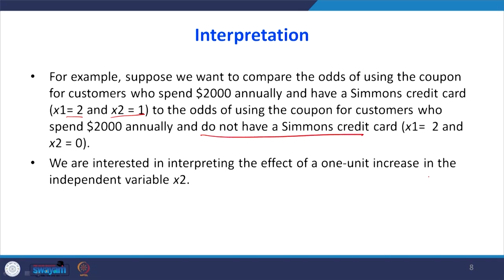So, what will happen here? X2 will become 0. So, X1 equal to 2, X2 equal to 0. So, that is the second category, the odds 0, the first one is odds 1. The ratio of those 2 is called the odds ratio. So, we are interested in interpreting the effect of a 1 unit increase in the independent variable X2. A 1 unit increase means here a person not having a credit card to a person having the credit card. So, the 0 level to the 1 level. The 0 level is no credit card, the 1 level is credit card.